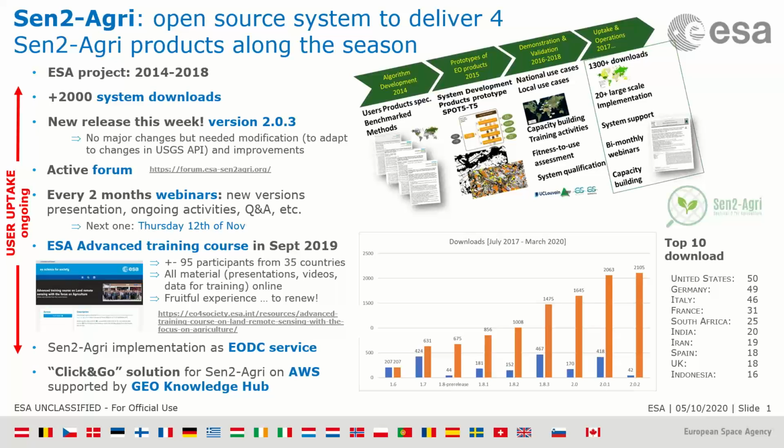And maybe something new, we see now that Sen2Agri is being taken up by a service provider to offer easy solutions for the stakeholders. And a last example is the click and go solution, which will be available on the Amazon Web Service and which is supported by the Geo Knowledge Hub. So I think that Ian will tell you more about this initiative in a separate slide.